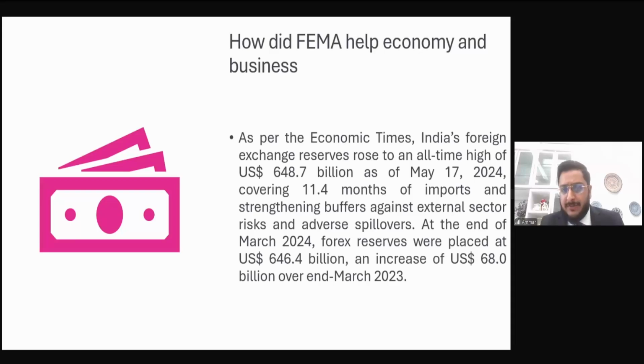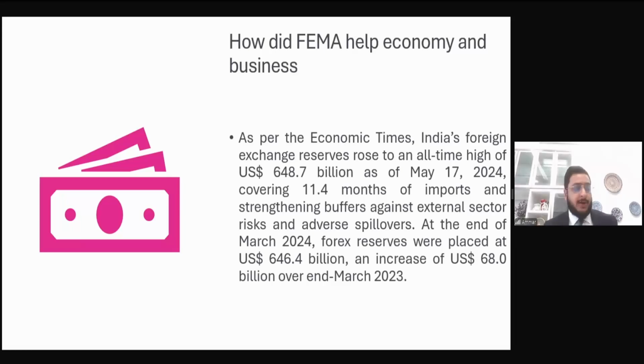Now, I've just taken some reference from the Economic Times. India's foreign exchange reserves rose to an all-time high of 648.7 billion as of 17th May 2024, covering around 11.4 months of imports and strengthening the buffers against the payments which have to be made.